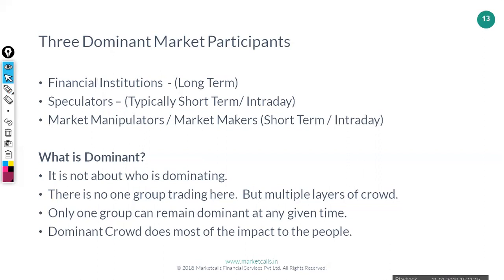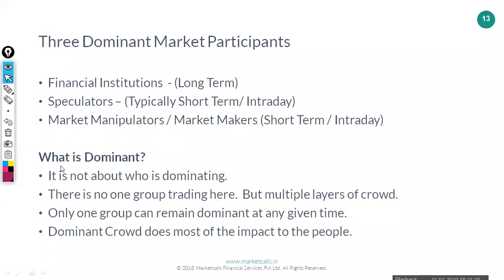Next comes the speculator. Typically, they are short-term, intraday players. Next comes the market manipulators. Market manipulators are market makers. They supply liquidity. They will be present in the markets only from an intraday perspective. They don't try to predict which side the market could move. Mostly they come and supply liquidity and hedge their positions on the other side. At times they are the ones who come and hunt the stops and move the liquidity to the next liquidity zones, right? But they operate at a very short-term or intraday level.